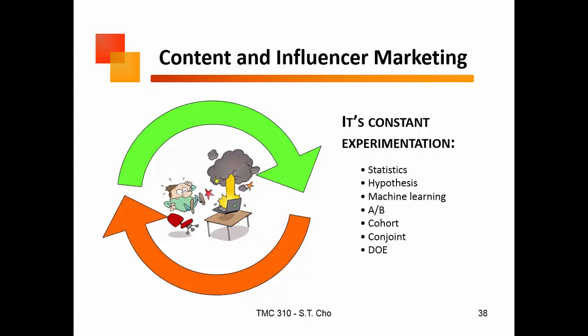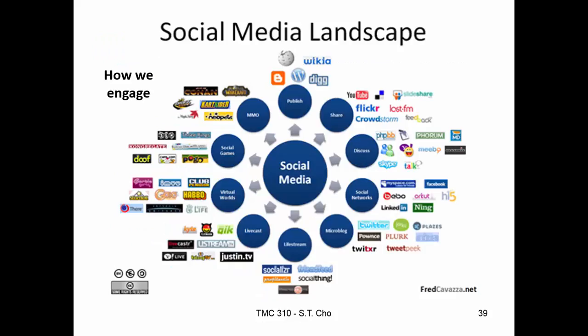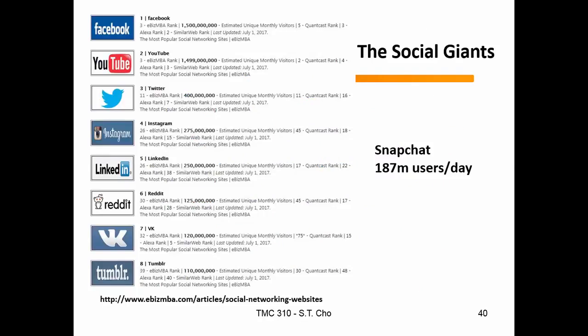Doing content and influencer marketing, some things will work, some things won't. So you have to be constantly experimenting, which is A/B. And this is the social media landscape, and this is how we engage, whether it's in publishing, sharing, or discussions. And so here's an example of all the different types of social media that currently exist.